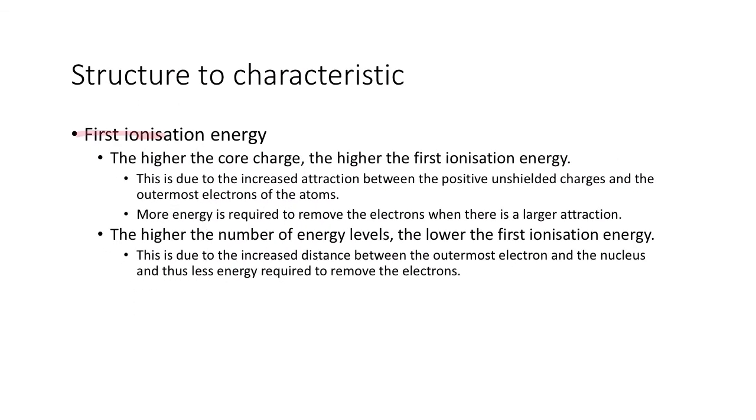First, ionization energy is the property we have to look at, the structural element. The higher the core charge, the higher the first ionization energy. And that makes sense. The higher the core charge, the more positive it is, and if it's more positive, it's harder to pull away any negative things from it. So if you increase the attraction between the positive unshielded charges and the outermost electrons, that means more energy is required, and that word required is so important, to remove the electrons when there is a larger attraction.